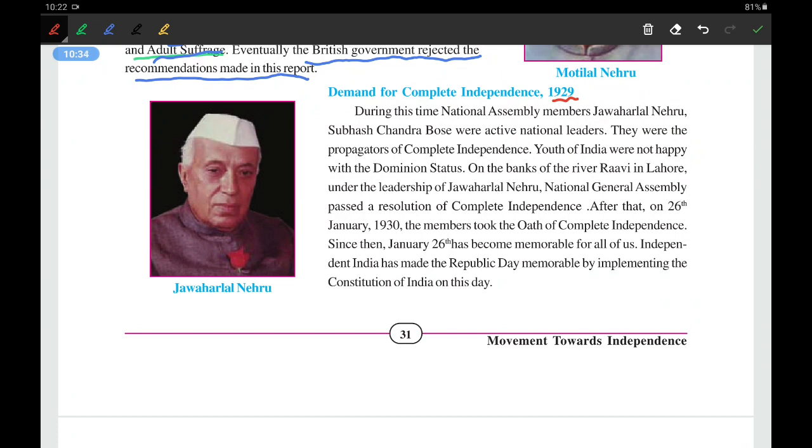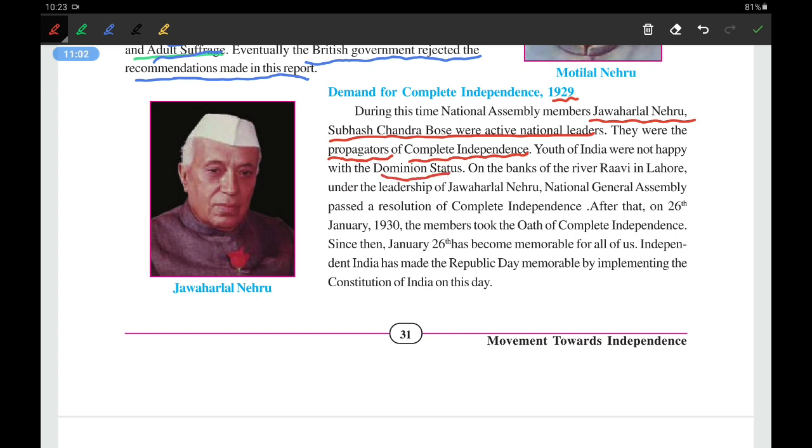During this time, National Assembly members Jawaharlal Nehru and Subhash Chandra Bose were active national leaders. They were the propagators of complete independence. Propagators means the initiators, spreaders, leaders, who wanted complete independence and not independence in installments. The youth of India were not happy with dominion status. They did not want semi-independence.